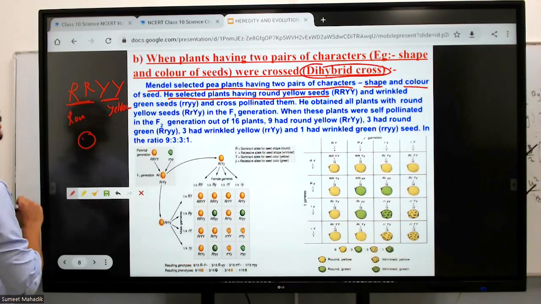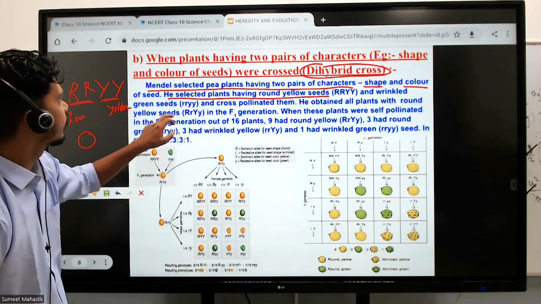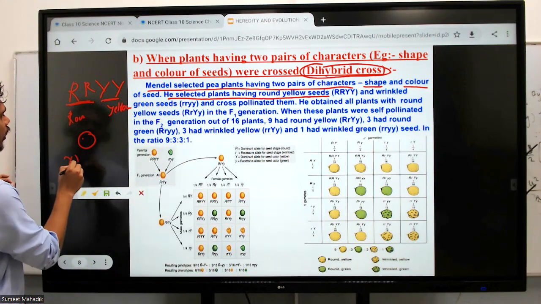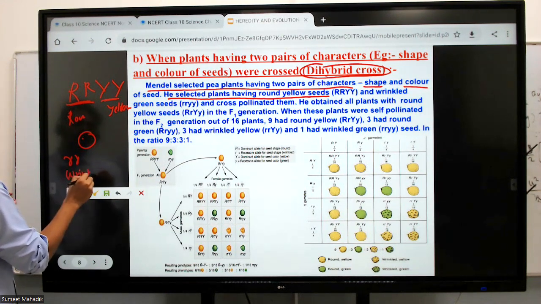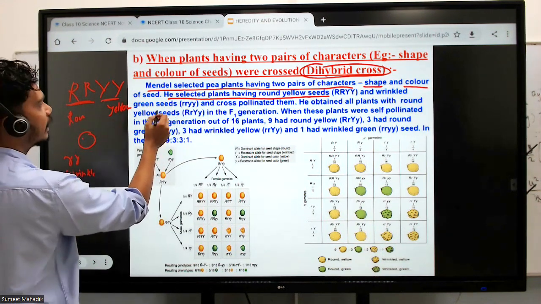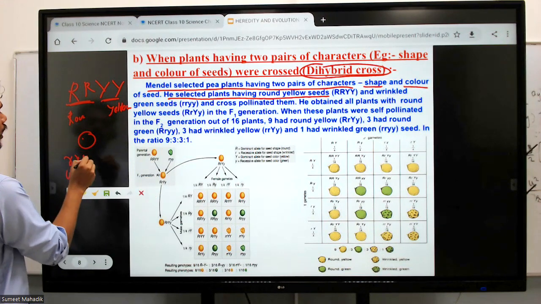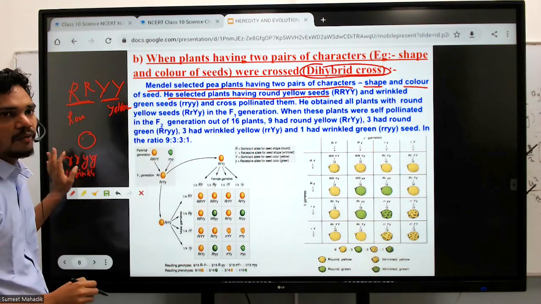So they are round and yellow. And the wrinkled green seed is what? Capital R was round, small r is for wrinkled. And yellow was converted into green. Green seed is small y.